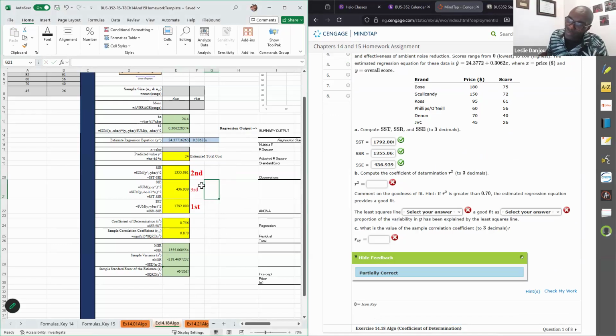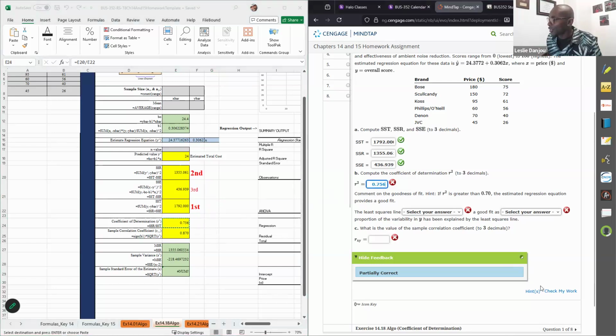So once again, this is the last one that I'm dealing with. All right, make it work however you choose to make it work. All right, so once you have that, then it's going to say, what is your R squared value? Do you see your R squared? Copy that, paste that, check your work.